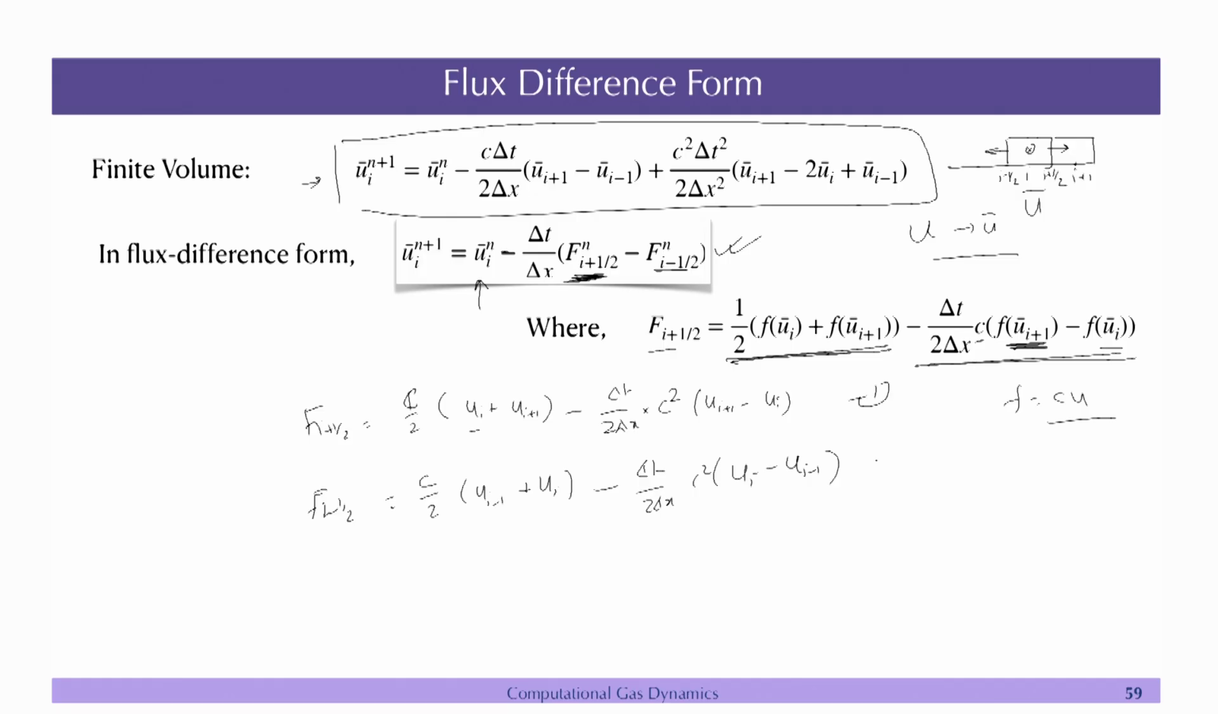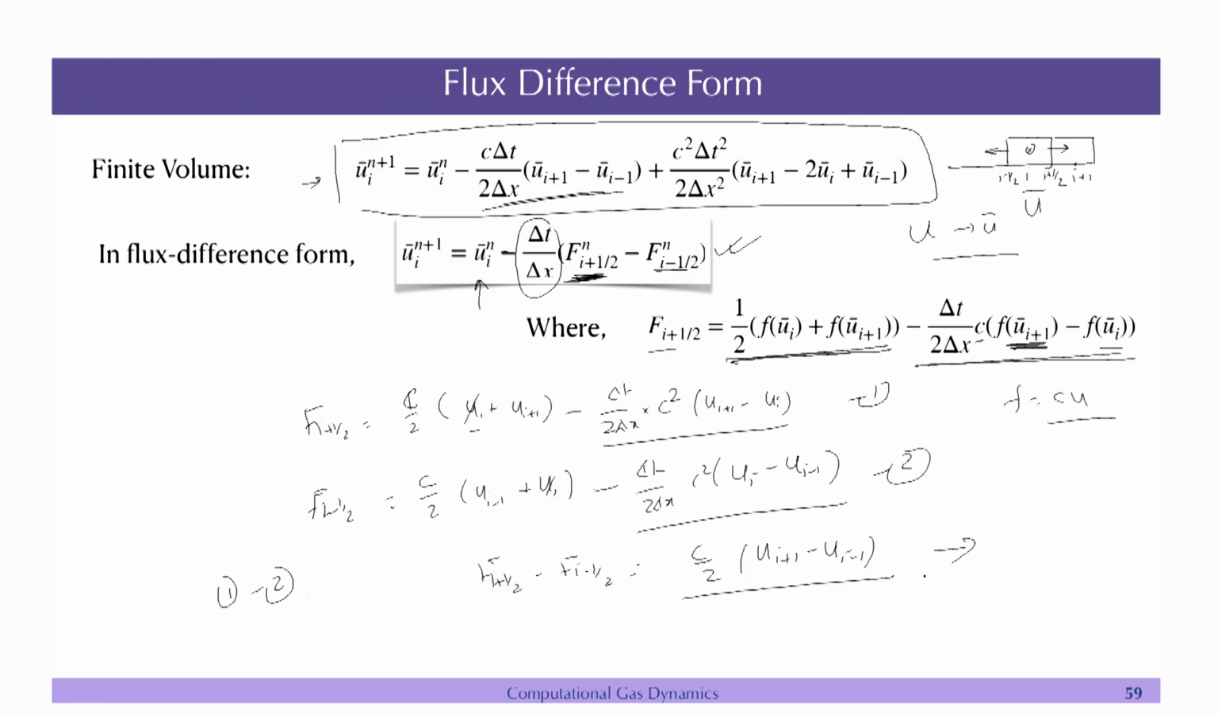This is 1 minus 2. So, if you do 1 minus 2, you will have the flux difference f I plus half minus f I minus half, which will become c by 2 times u I plus 1 minus u I minus 1, and the other terms will get cancelled out. So, we are recovering the term which is like this. Remember, we also have this delta t by delta x. If you look at these two terms, this is basically the central differencing part, and then if you look at these other two terms.